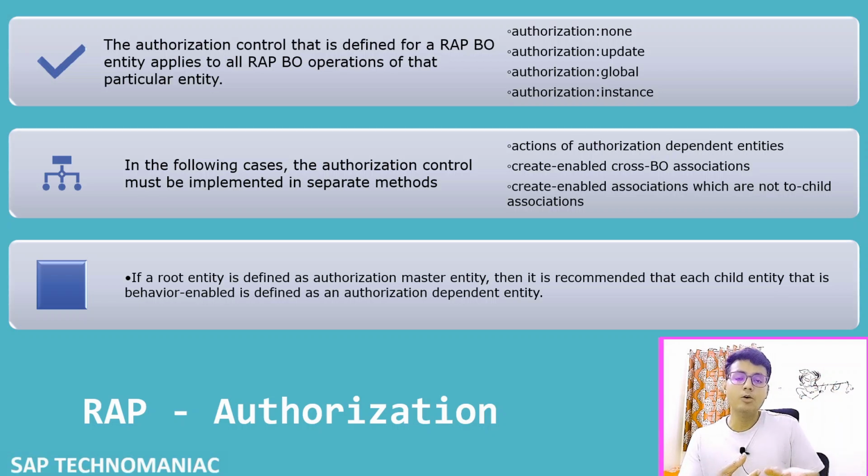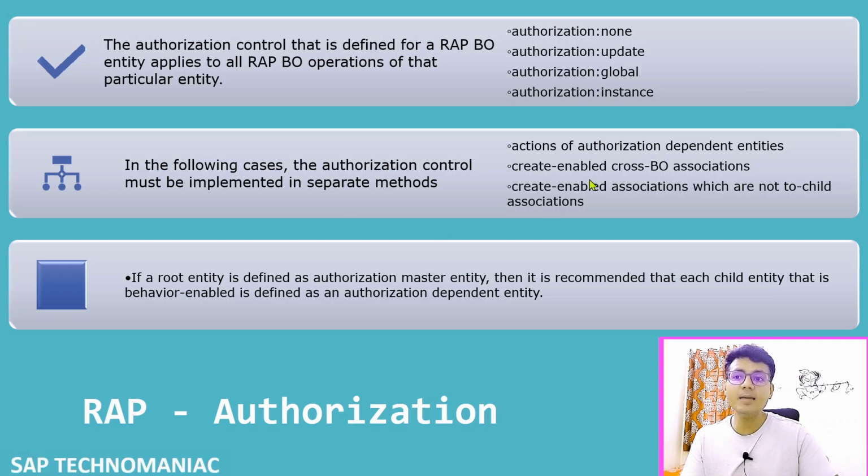For the actions you have defined in your child entity, where the child entity has authorization dependent by travel or authorization dependent by root, if you want to execute the authorization on those particular actions, then you have to write those authorizations separately in the child entity. For the other operations like update, delete and create by association, it is automatically derived from the parent. If it is authorization dependent by parent, it will be automatically derived, but for the actions it will not be derived, you have to write it separately.